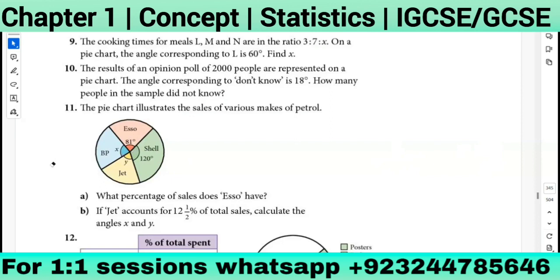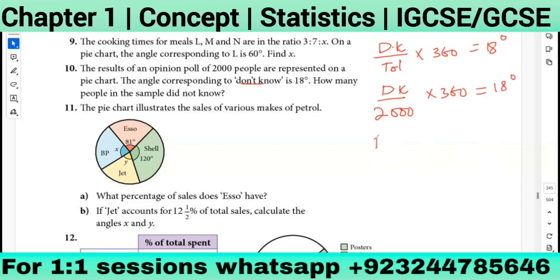So again, the same question. The angle corresponding to don't know: don't know people divided by total people, multiplied by 360, is equal to 18 degrees. We don't know how many don't know people there are, and the total we know is 2000, times 360. Now do the algebra and you will find the people who don't know. After this step, it's all about algebra.